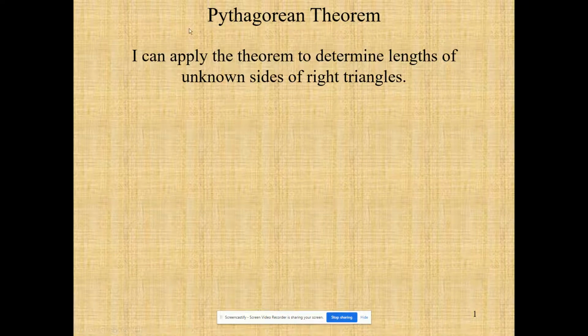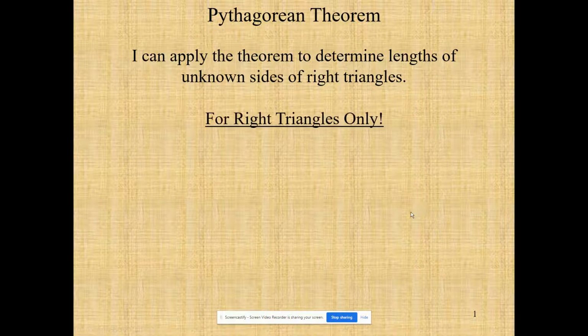Okay, so we are talking about the Pythagorean Theorem now. And I want you to write this as your title: I can apply the theorem to determine lengths of unknown sides of right triangles. Now, I want you to know that this only works with right triangles. So if you have any other type of triangle, it's not going to work.